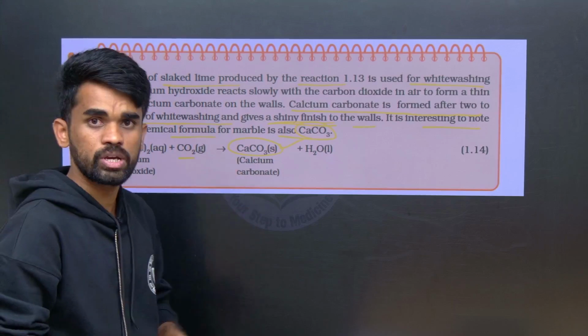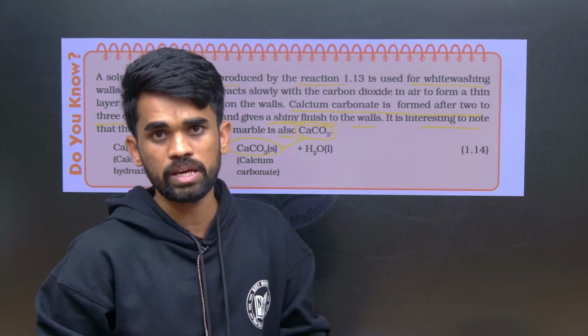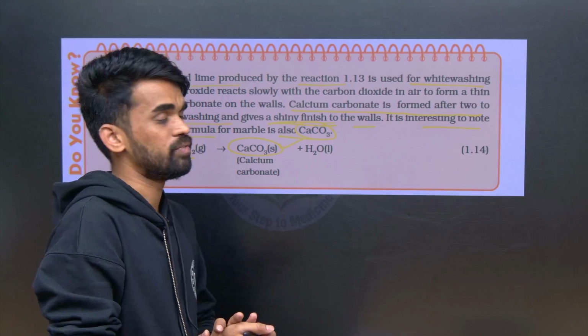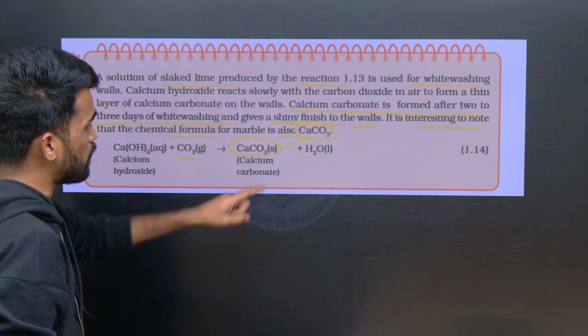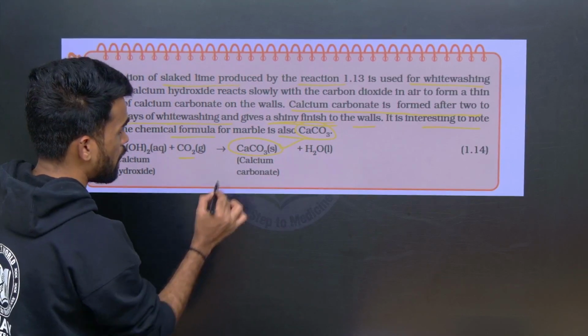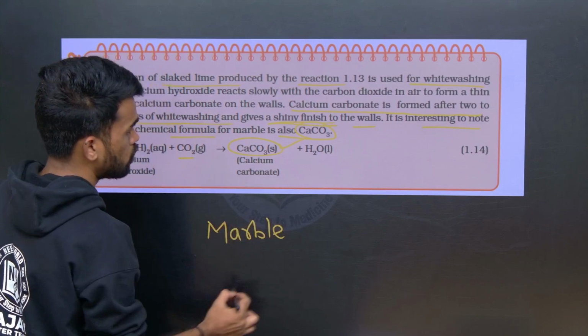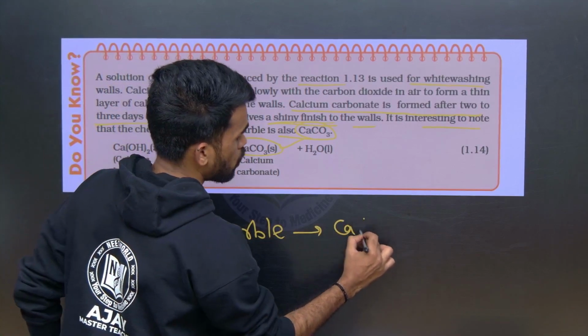So this is also something you can understand from this. This is a general life application that we will see in our daily life. One more thing mentioned here is marble. What is the chemical formula of marble? If someone asks you, you can answer calcium carbonate.